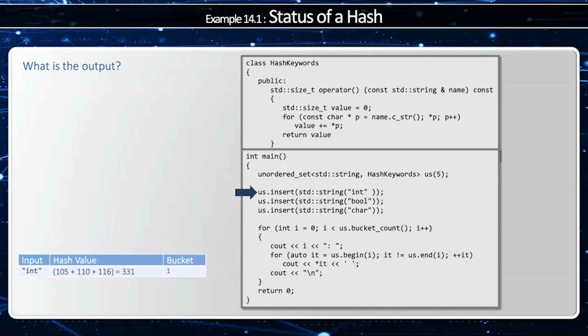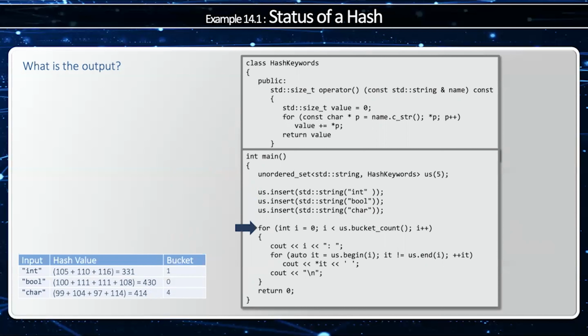Now, notice how my hash function has 5 buckets. So 331 mod 5 is 1, so it goes into bucket 1. Bool is 100 plus 111 plus 111 plus 108. Add that all up and you have 430. 430 mod 5 is 0, so it goes in bucket 0. Char, if we sum the values of char, we get 414. Mod 5 is 4, it goes in bucket 4.